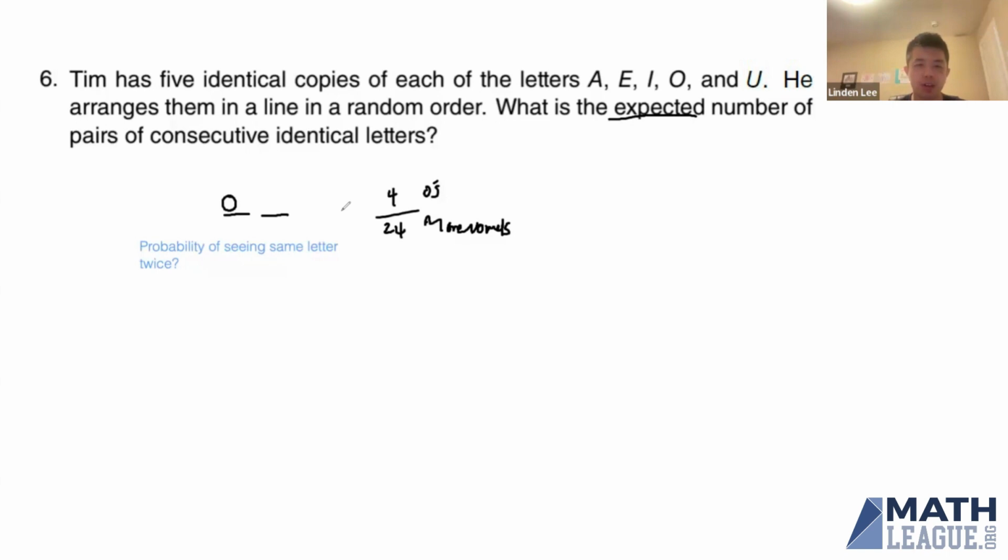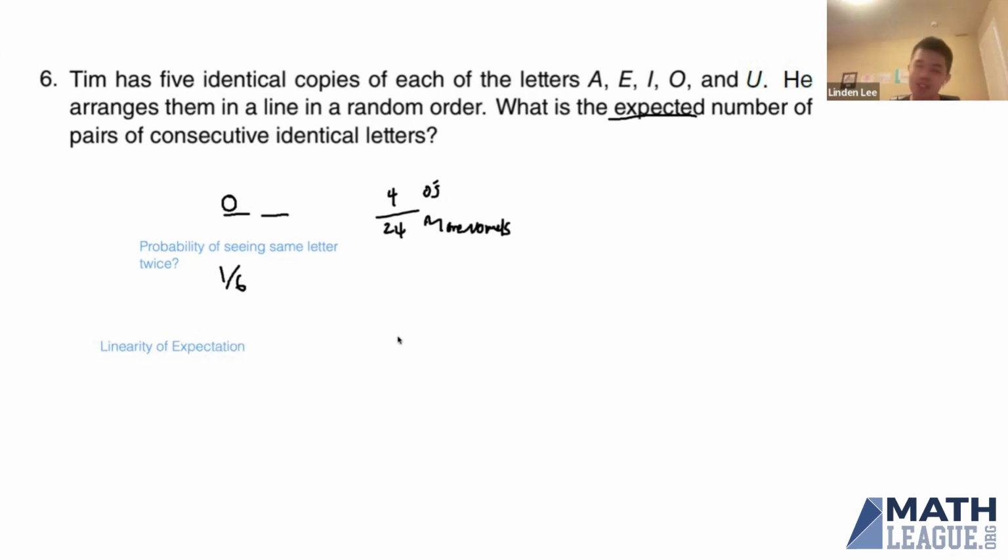So the expected number of times you're going to see a pair of consecutive identical letters is 4/24, which is 1 divided by 6. Now that's cool, but how is it going to help us solve the original problem, which has 25 letters in a row? Wow, that's a lot of letters. Well, we can use this very nifty tool. It's got a fancy name. It's called linearity of expectation.